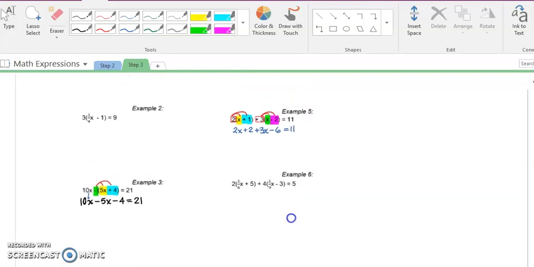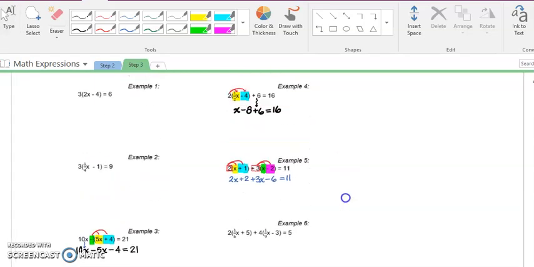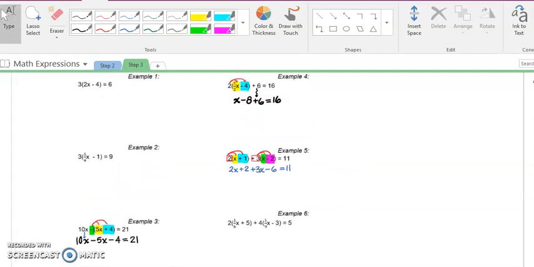And that is all of the examples we're going to do today, because I don't want your video to get too exceedingly long, and we still want to talk a little bit about combining like terms.